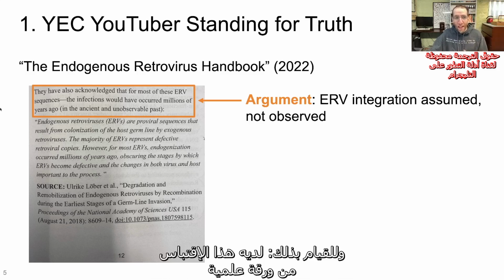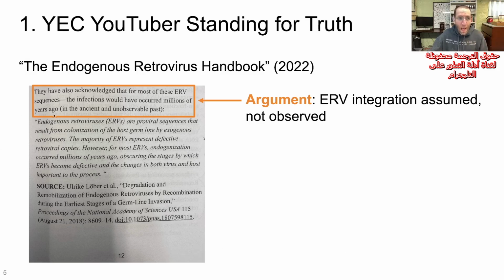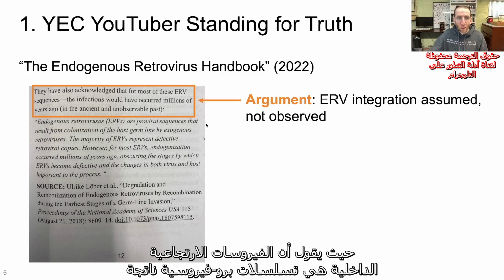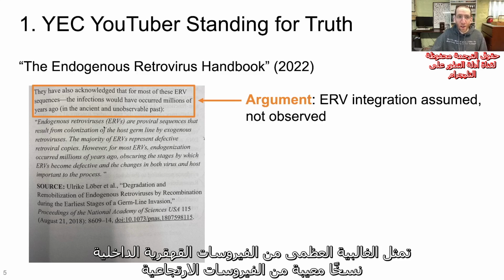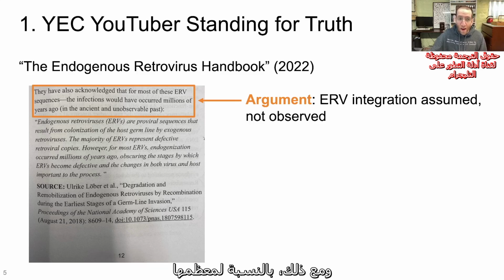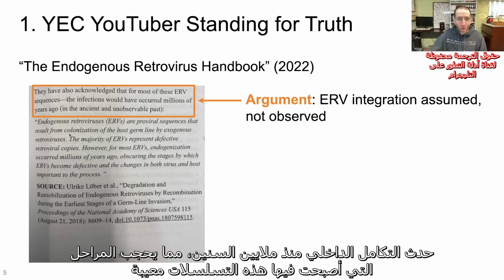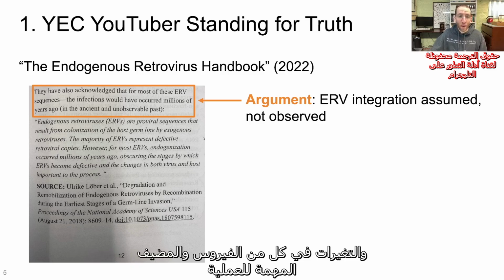And to do this, he has this quote right here. He says, and this is from a paper, endogenous retroviruses are proviral sequences that result from the colonization of the host germline by exogenous retroviruses. The majority of ERVs represent defective retroviral copies. However, for most ERVs, endogenization occurred millions of years ago, obscuring the stages by which ERVs become defective and the changes in both virus and host important to the process.